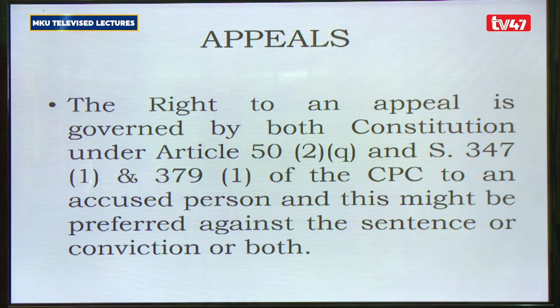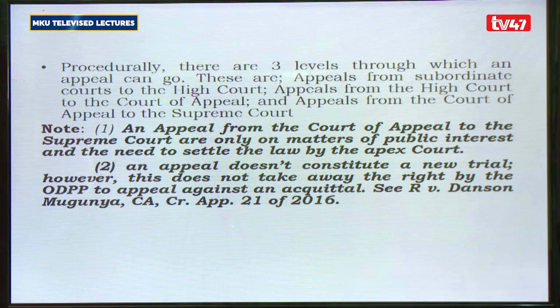347(1) and 379(1) of the CPC, where an accused person intends to prefer an appeal. And procedurally, there are 3 levels of appeal. There's appeal from subordinate court to High Court, then from High Court to Court of Appeal, then from Court of Appeal to Supreme Court.